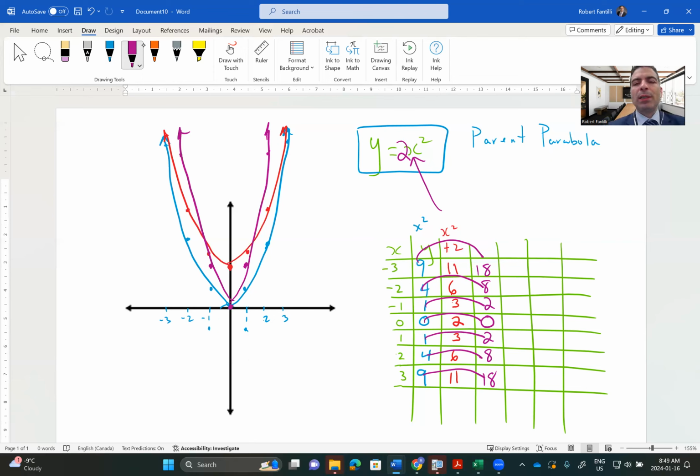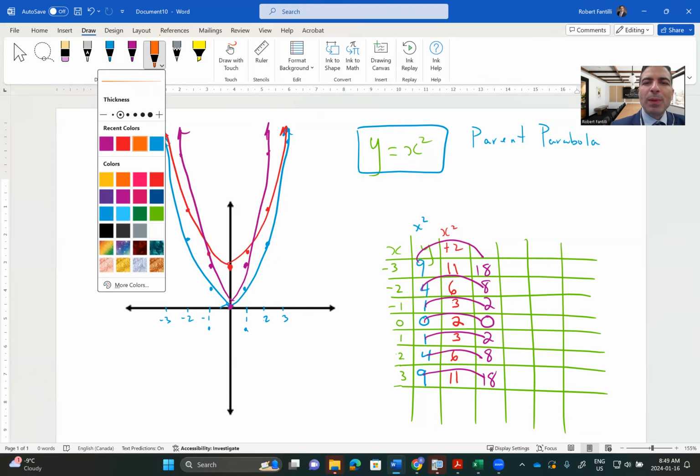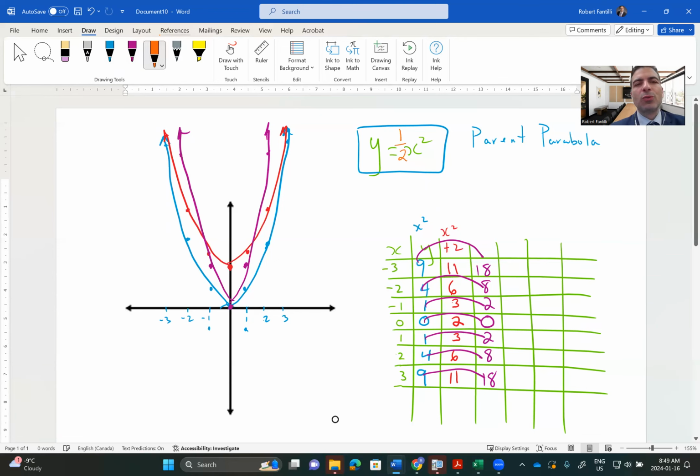Let's try something different here. What if I didn't make it a 2 and we instead used, let me change up the color here, I guess I can use orange. Let's say we made that 1/2 x squared. What would happen now? So again, the number in front, 1/2, is positive, so my parabola is still opening up. If I make it -1/2, it'll just open down. And the last one was for 2x squared. So for 1/2 x squared, you might guess that instead of doubling like we did when we multiplied by 2, now our numbers are going to be cut in half.